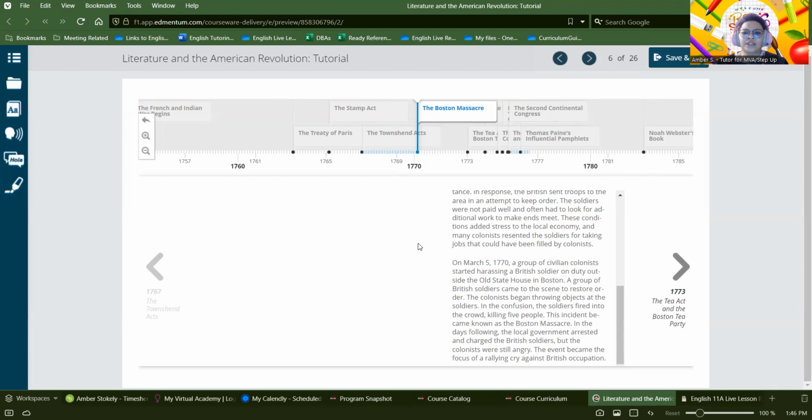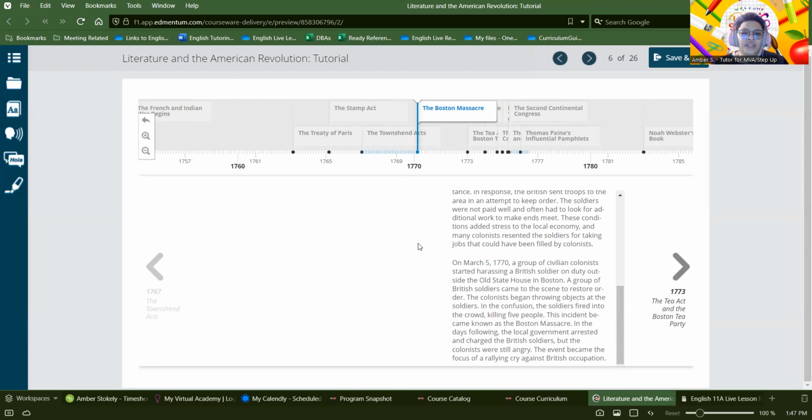They were like, hey, we can't just let you guys build opposition right under our nose. So we're going to send some soldiers there. Now, this made kind of a lot of problems. So the soldiers were not paid very well. Remember that these are soldiers that were left over from the French and Indian War, right? So they've been here for a while.